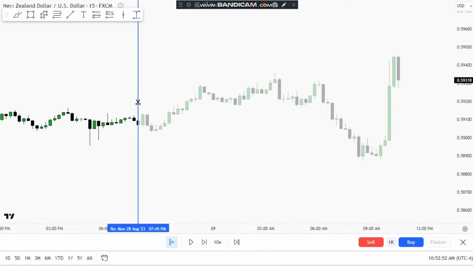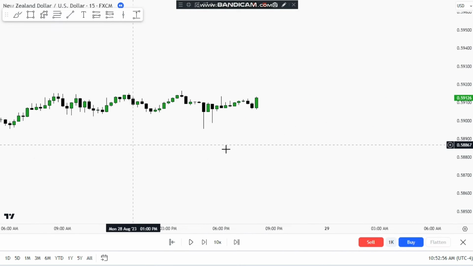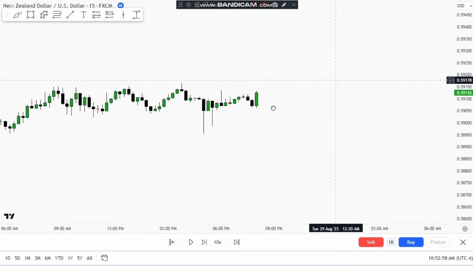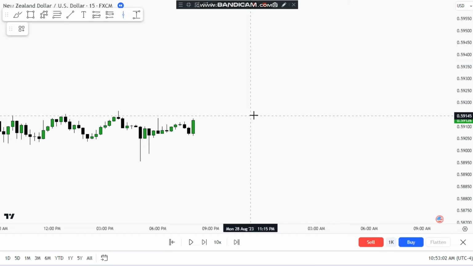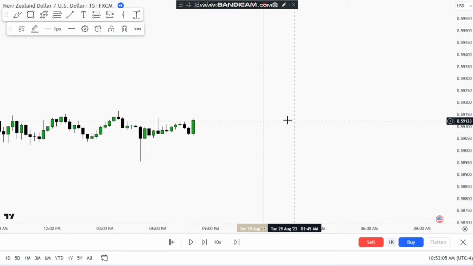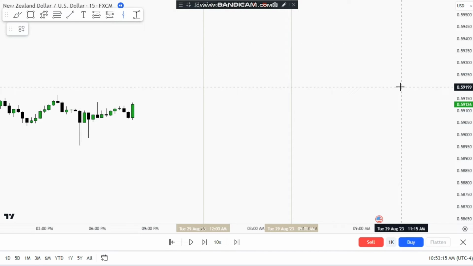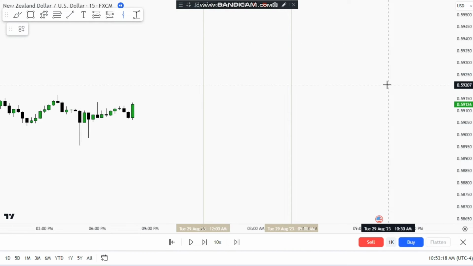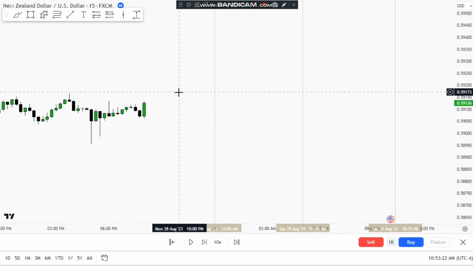Because the Asian kill zone starts from 8 p.m. Okay, so first we will draw this line because the Asian session will end at 12 a.m. So we will draw a line here. Then the London session ends at 5 a.m. so we will draw a line here, and then the New York session will end at 10 a.m. So these are the three sessions.